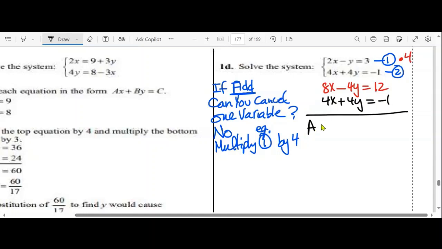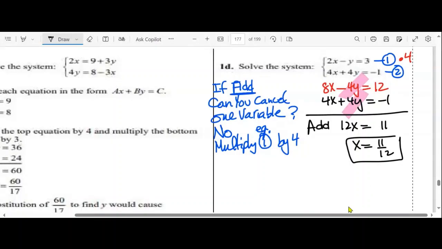Now what am I going to do? Add. So what happened when you add? You cancel the y's. And what do you get? 12x equal what? 11. So x equal what? 11 over 12. Is this clear?